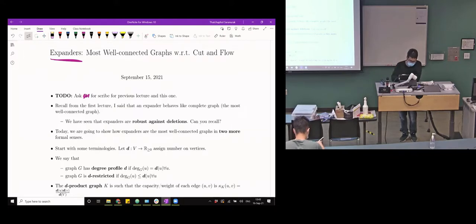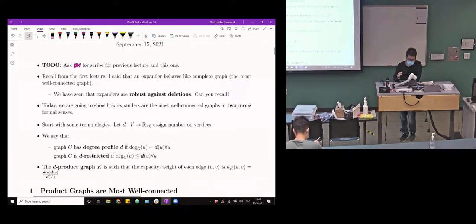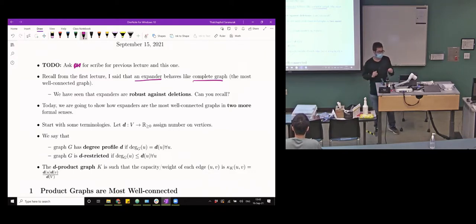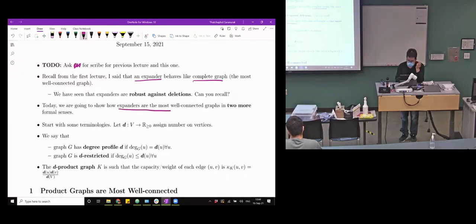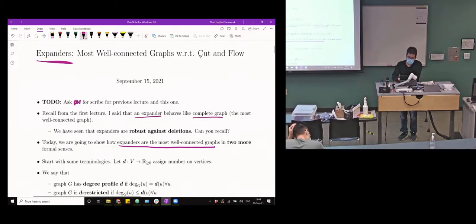Just to recall again, from the first lecture I said that any expander behaves like a complete graph, and we saw one perspective of expanders, the robustness perspective. Now we're going to show how an expander behaves like the most well-connected graph, or complete graph, in a more formal sense, which is cut and flow.